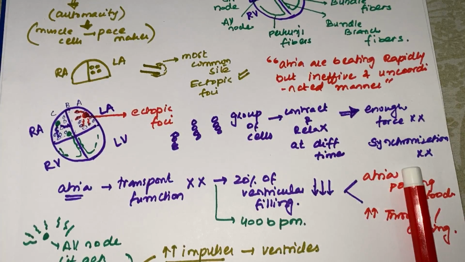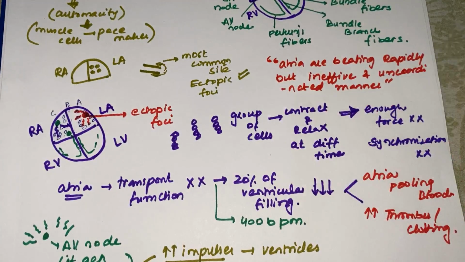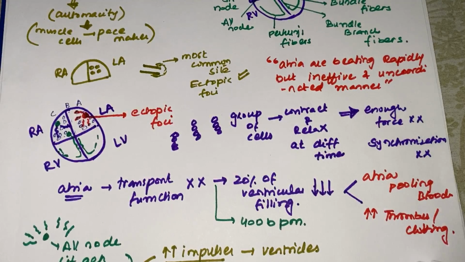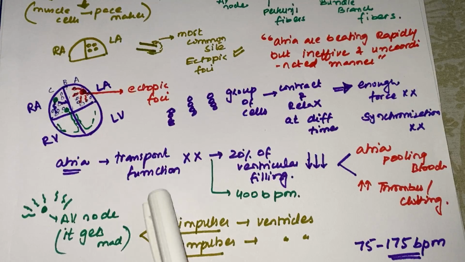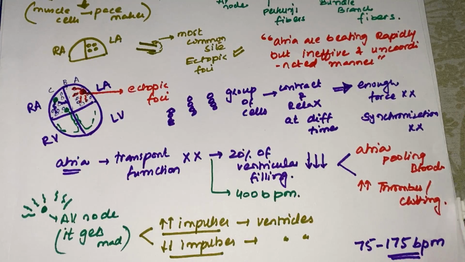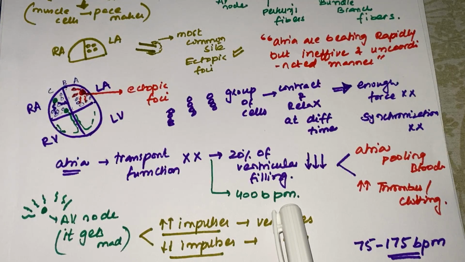And since they are not coordinated, imagine the same thing which occurs normally: if we work together, we have a very good output, as compared to the same work done by individual people with no coordination among them. The same occurs within the atria. They are beating at a very rapid rate, contracting more, but in an ineffective and uncoordinated manner, so they are unable to perform their function properly. So the atria's transport function is not performed correctly, and as a result blood starts to pool up within the atria and increases the risk of thrombus formation.